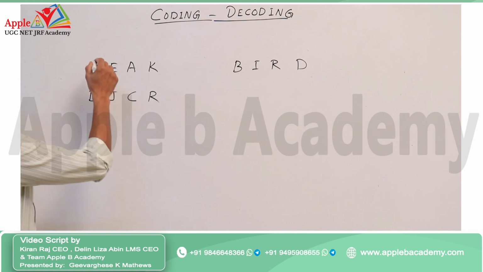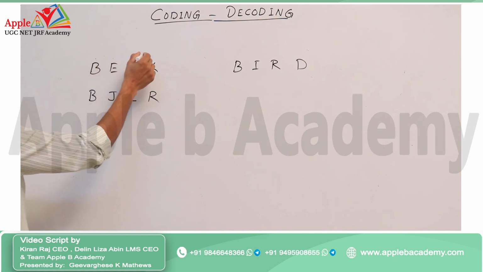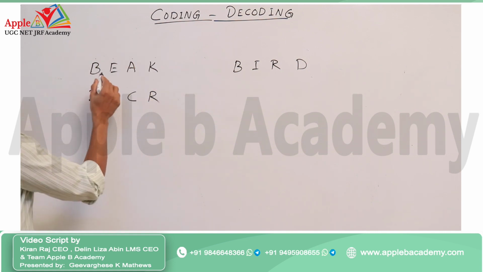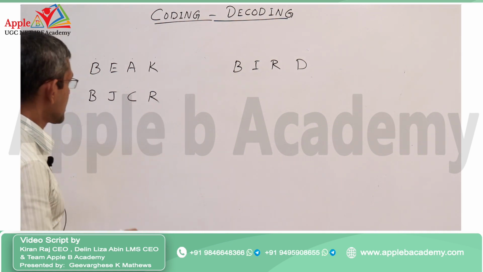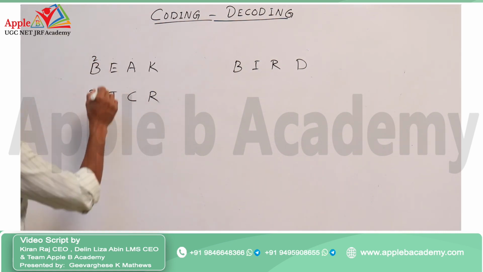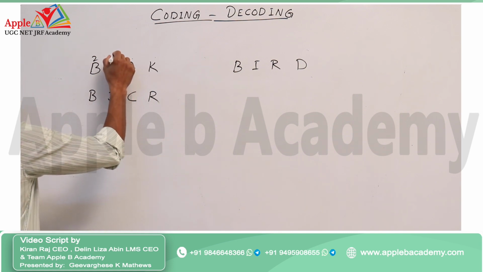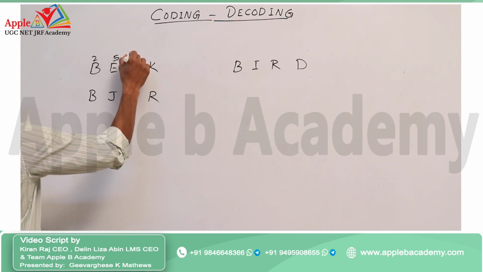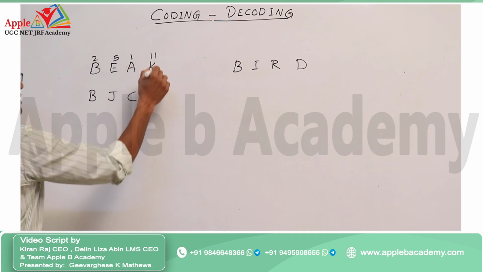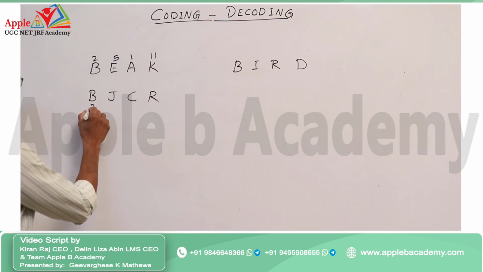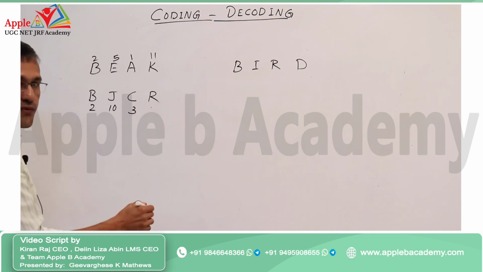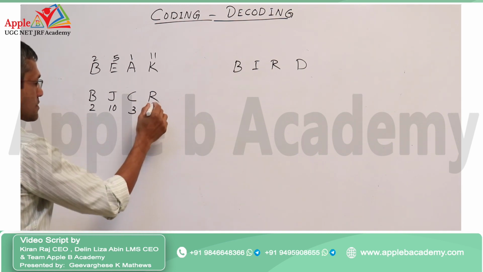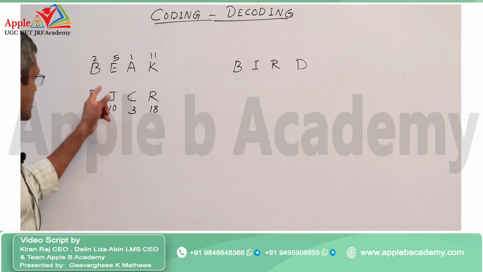So again, B, E, A and K, all the letters in beak we don't have in the code. So it's not a repetition. If it is not a repetition, we'll go for position values. B is 2, E is 5, A is 1 and K is 11. And this one is 2, 10, 3 and the normal value for R is 18. Check it out.